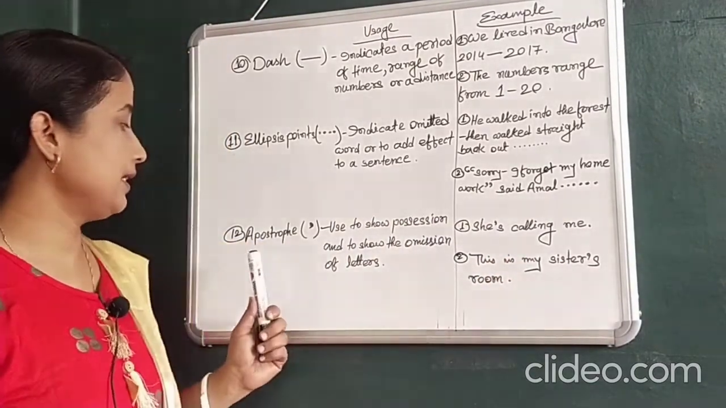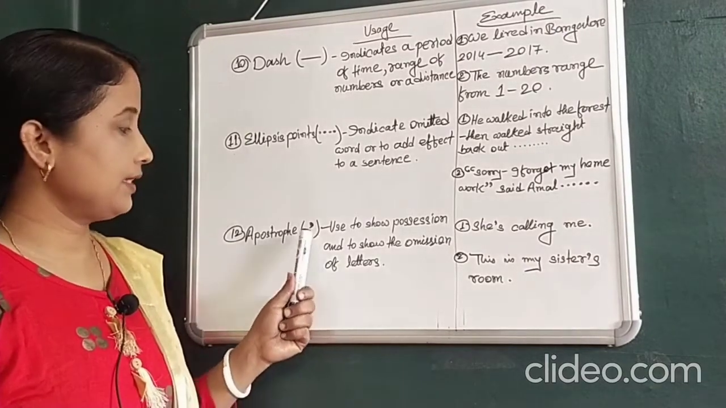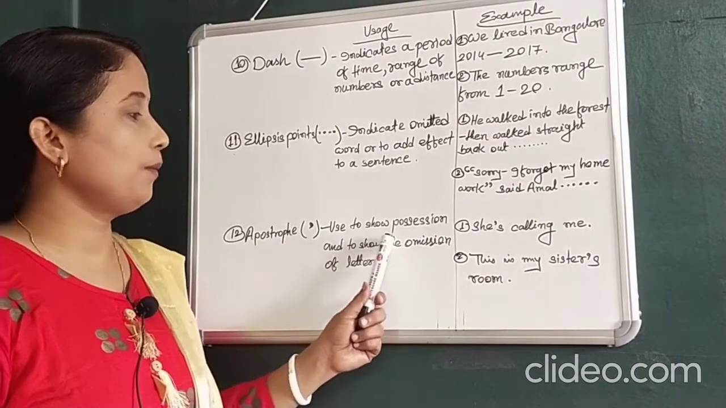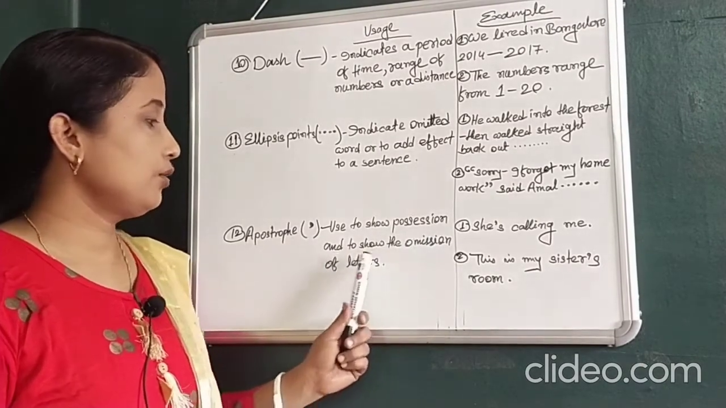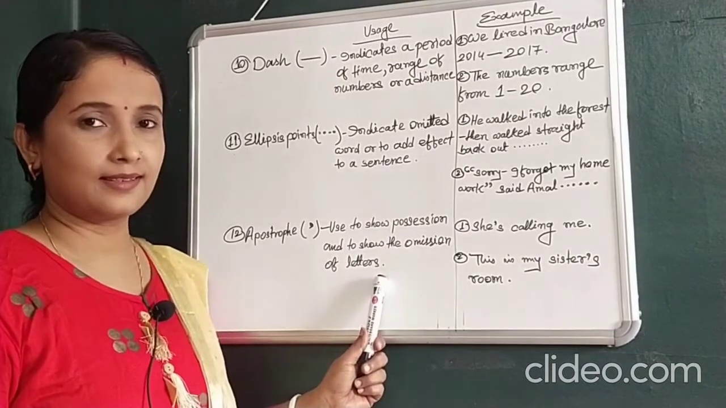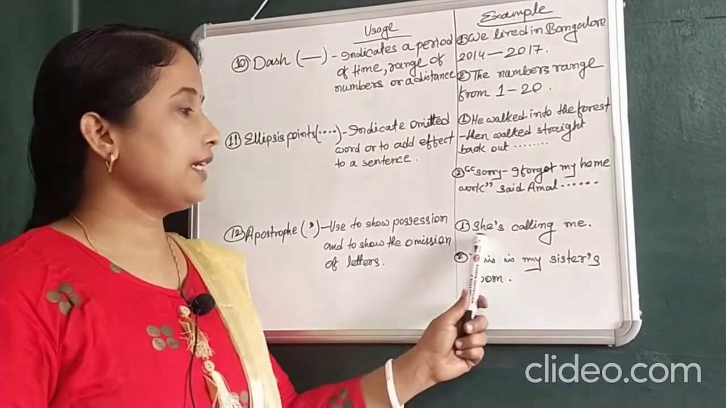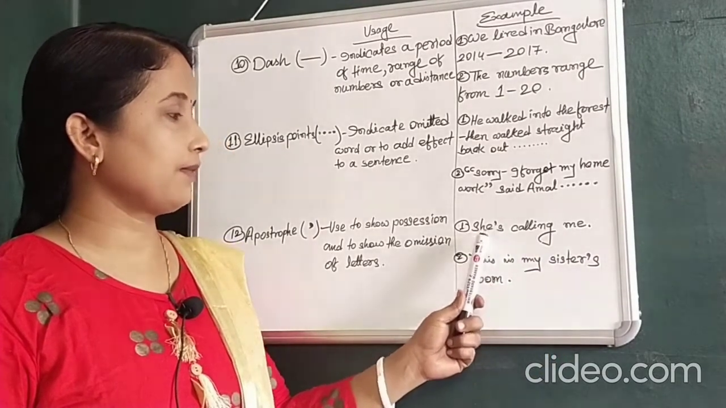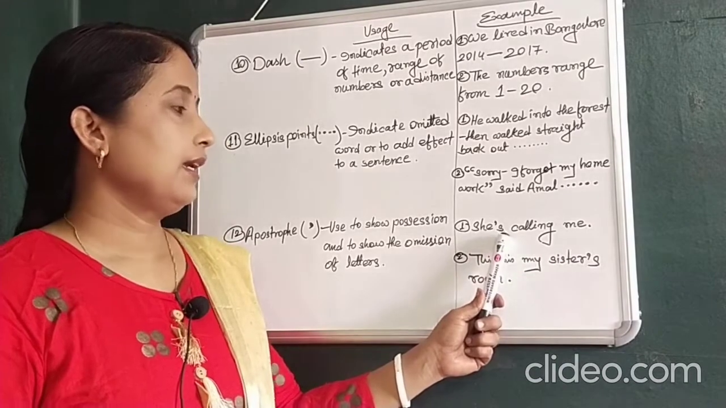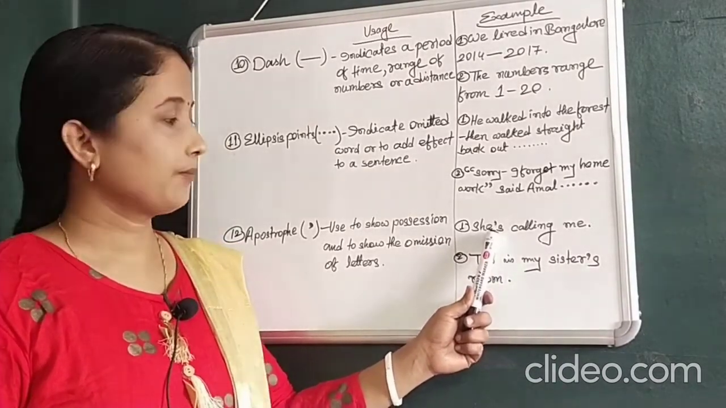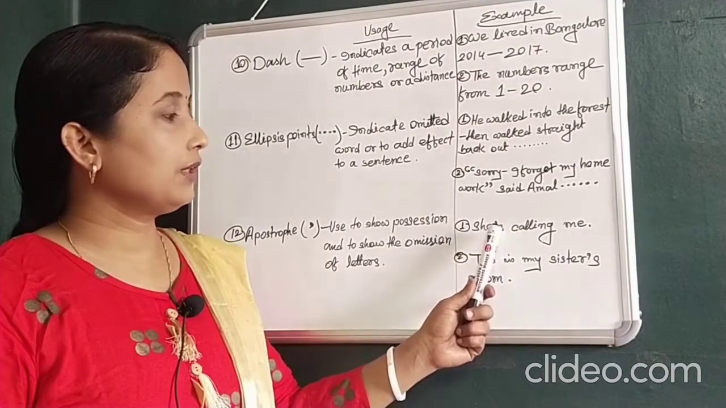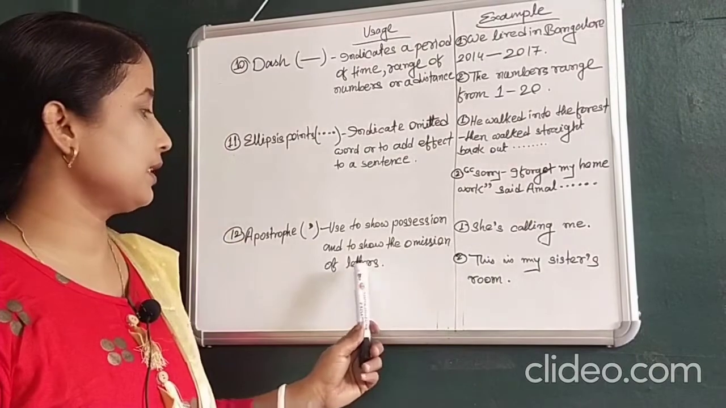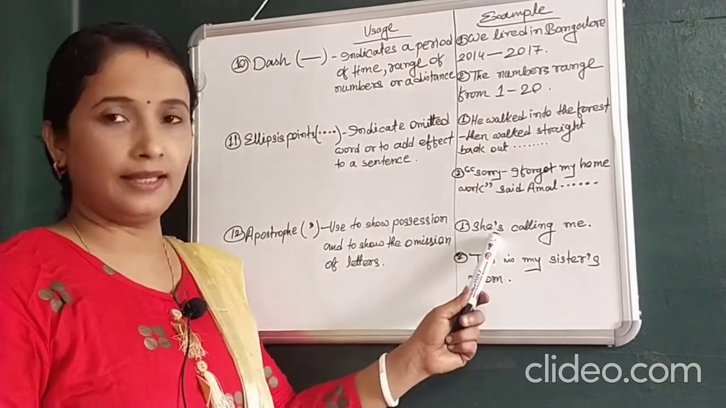Next punctuation mark is the apostrophe, and this is the symbol of the apostrophe. When we use an apostrophe, it is used to show possession and to show the omission of letters. Let's say an example: she's calling me. Here we use an apostrophe after she because it is she is. Here the letter i is omitted, because we use the apostrophe. Here the apostrophe is used as the omission of the letter i.